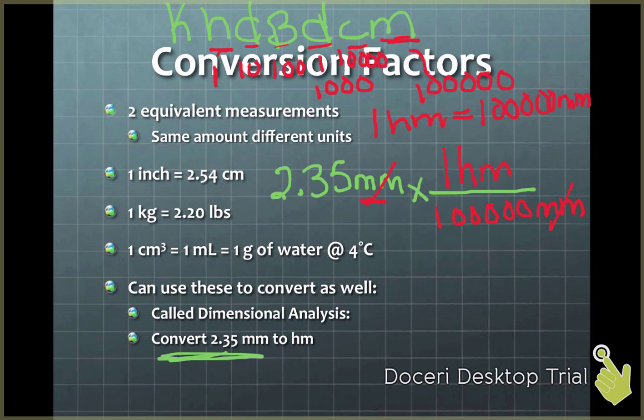So 2.35 divided by 100,000 is going to give us this many hectometers, which is a really, really small number. Now we need to think to ourselves, does this make sense? Well, a millimeter, you guys know what a millimeter is, it's relatively small. So if we only have 2 millimeters and we're trying to convert it to a much bigger unit like the hectometer, this answer makes sense.